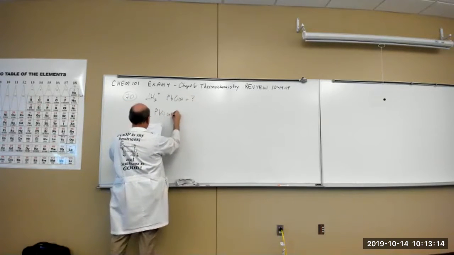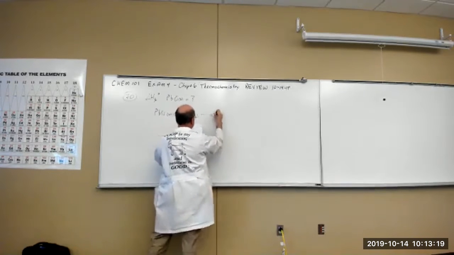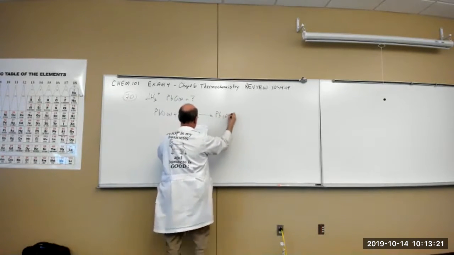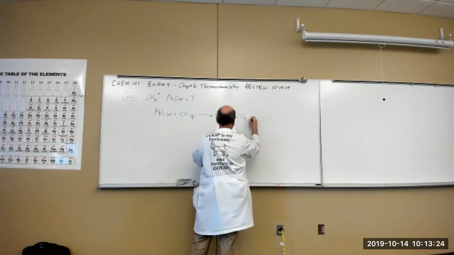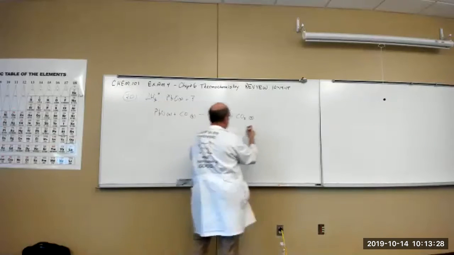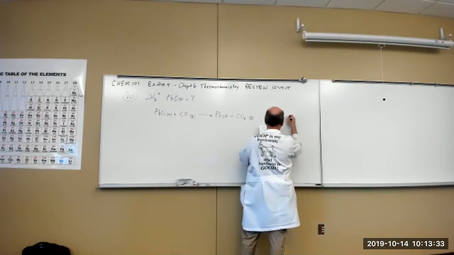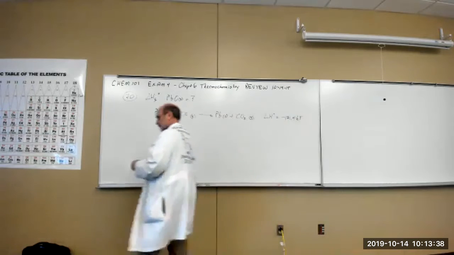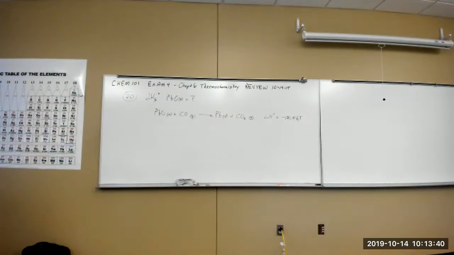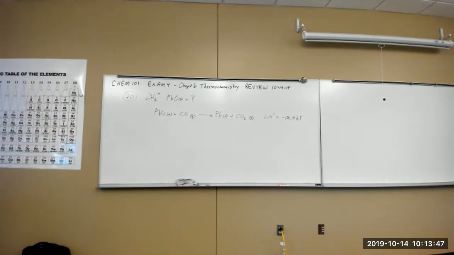PbO plus CO yields then CO2 gas. Okay. And the delta H for this one is minus 131.4 kilojoules. All right. This one's not as hard as it looks.